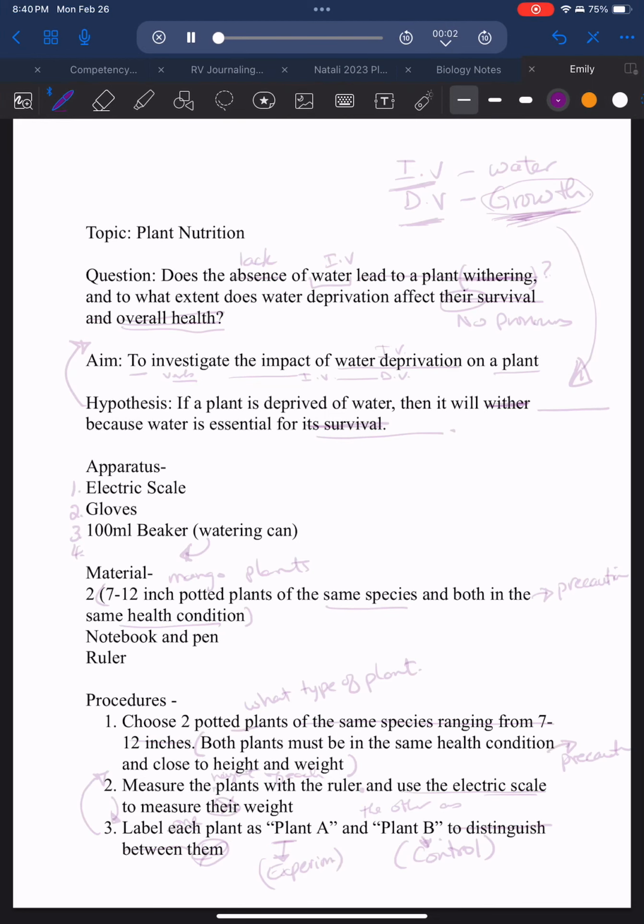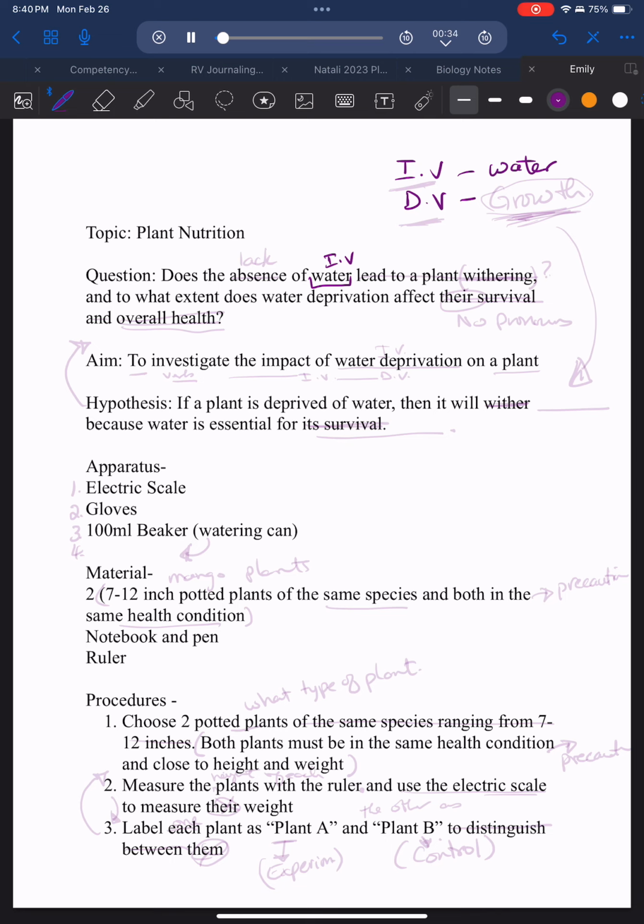Okay, so let us look at the question. It says, does the absence of water lead to a plant withering? And to what extent does water deprivation affect their survival and overall health? First of all, it's way too broad. You're looking at a lot of things. You need to focus on your independent variable and your dependent variable. Here, from what I'm looking at, independent variable is water.